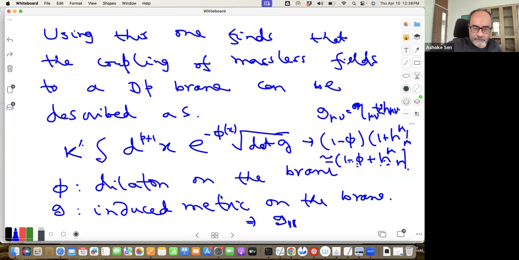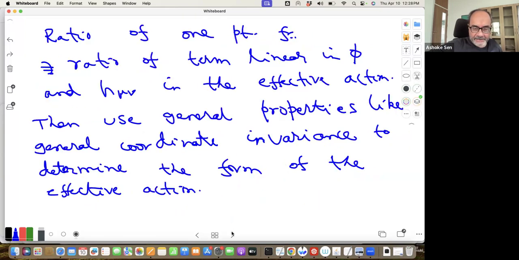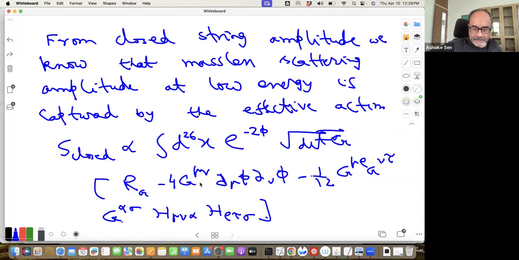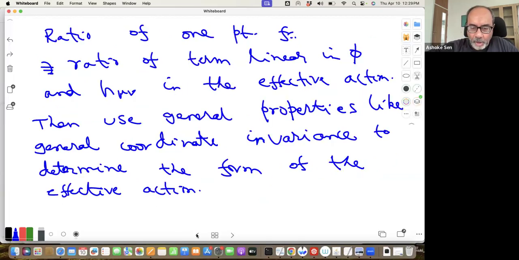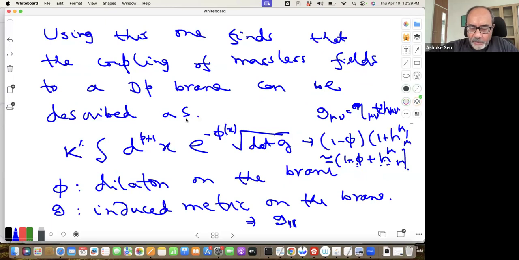But it also captures the sphere as well, right? No, the sphere is captured by this. So the total effective action is this, which describes scattering in the bulk. And on top of that, you have this, which describes the scattering from the disk, from the brane.